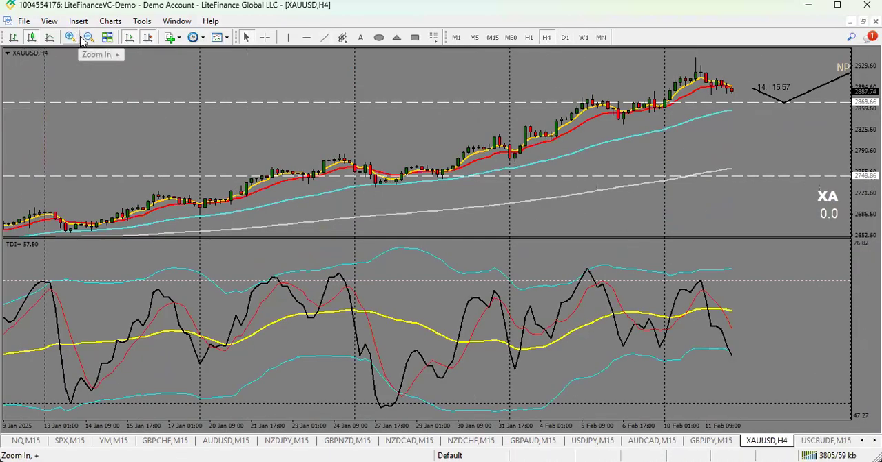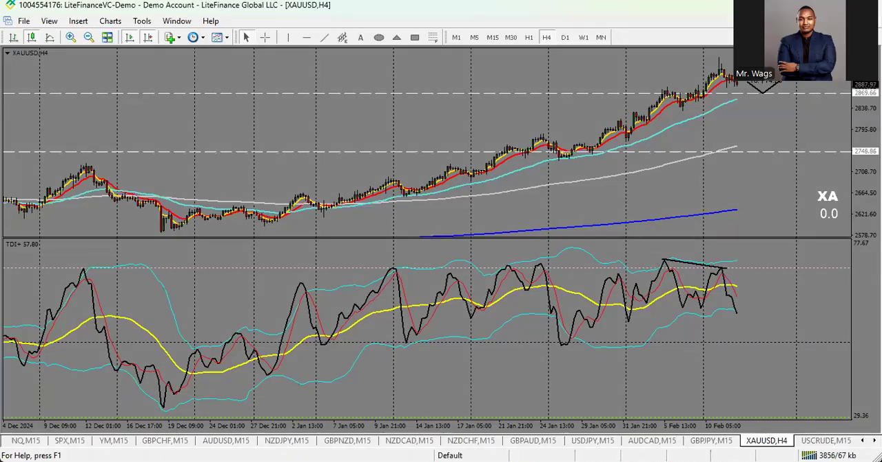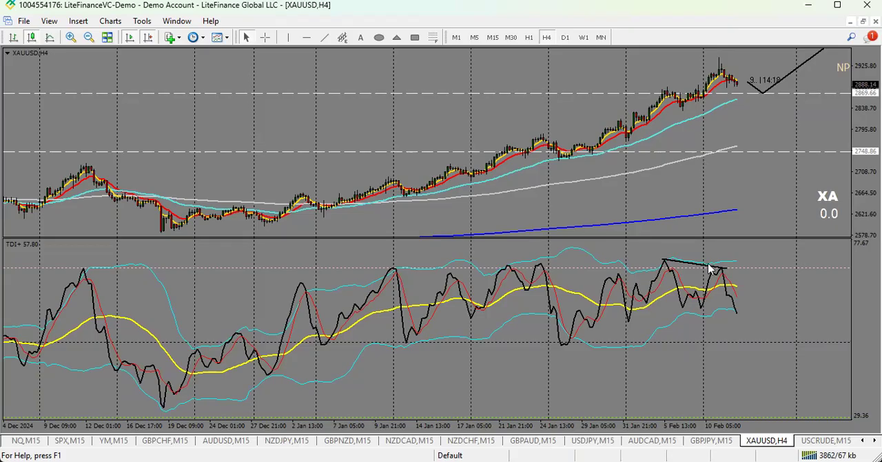So on the hour 4, this is like a big M with a W. You can see we had a higher high here and a lower high here. Okay, so here we have a divergence between the TDI, the RSI price line, and the move up here.